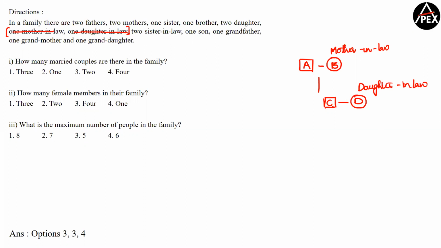In a family tree there are two fathers and two mothers, and we have A being father of C, so we have one father and one mother. So B is a mother of C.